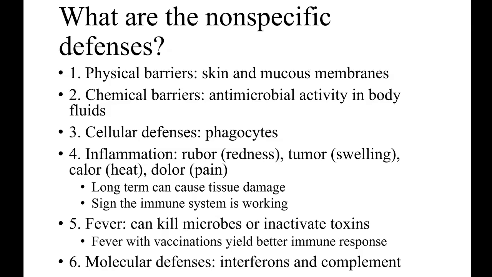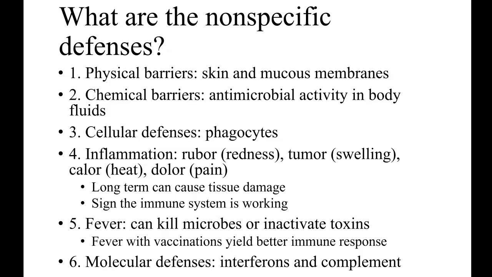A big part of this first part of this chapter are going to be cellular defenses. These are going to be phagocytes. If you remember learning about general biology, we talk about phagocytosis, which is cell eating. So these are going to be immune cells, white blood cells, which are going to gobble up microbes. So we're going to be talking about the different types of phagocytes that our immune system has and then how they actually work.